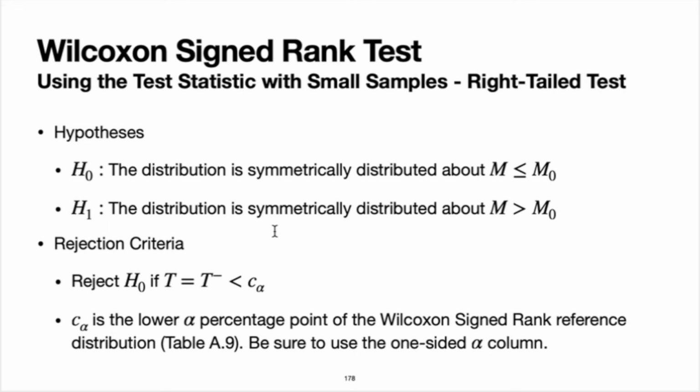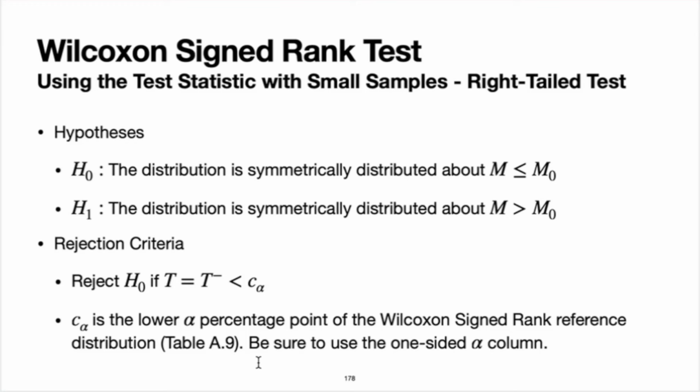points to the right. Then the rejection criterion is to reject the null hypothesis if the test statistic T, which again is this T minus value, is less than c sub alpha. Now, what is c sub alpha? C sub alpha is a critical point that gives us a significance level of alpha. And in particular, c sub alpha is the lower alpha percentage point of the Wilcoxon signed rank reference distribution.